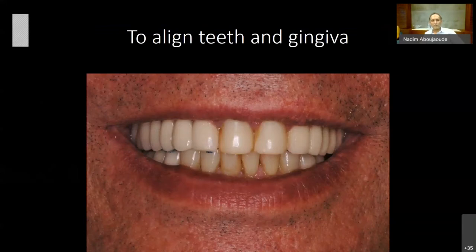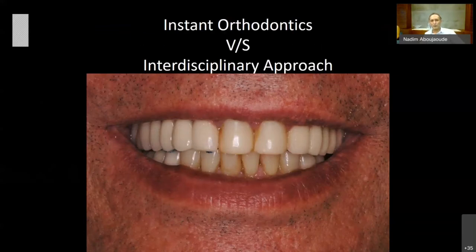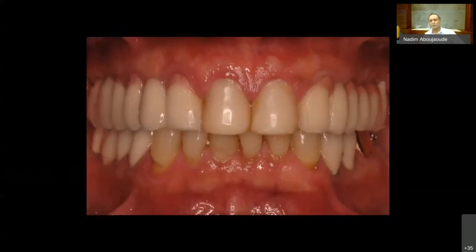Let's bring it to a more complicated situation. Interdisciplinary versus instant orthodontics. This patient has missing laterals and the canines took the position of the laterals with diastemas. He was restored with pink ceramic. The tooth is in the embrasure. How can we accept this?